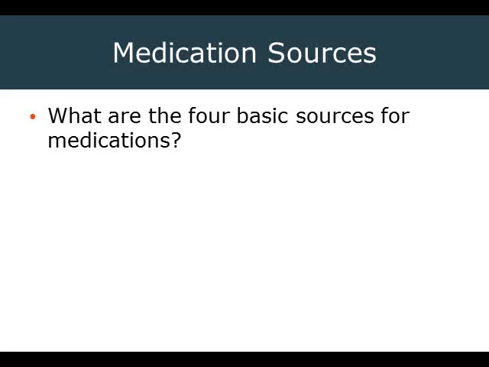Animal sources, there is insulin. Insulin comes from various animals. We've now also been able to make that synthetically with human DNA to make it a little bit more appropriate for human use. Minerals, we obviously will get a lot of our electrolytes from certain minerals, so potassium and calcium and whatnot. And then synthetics are the things that we make.